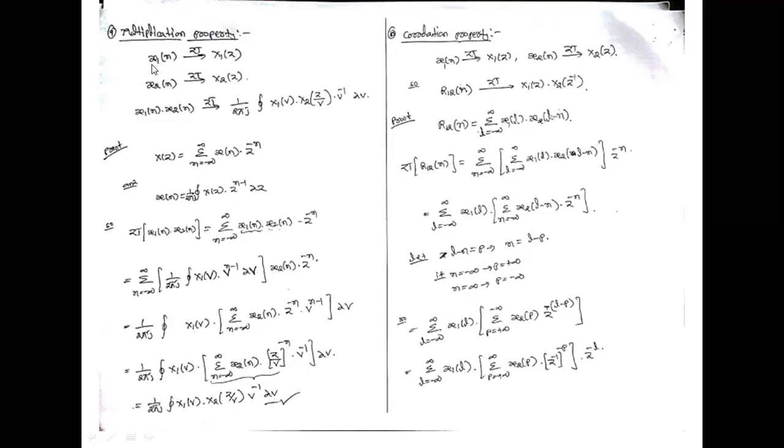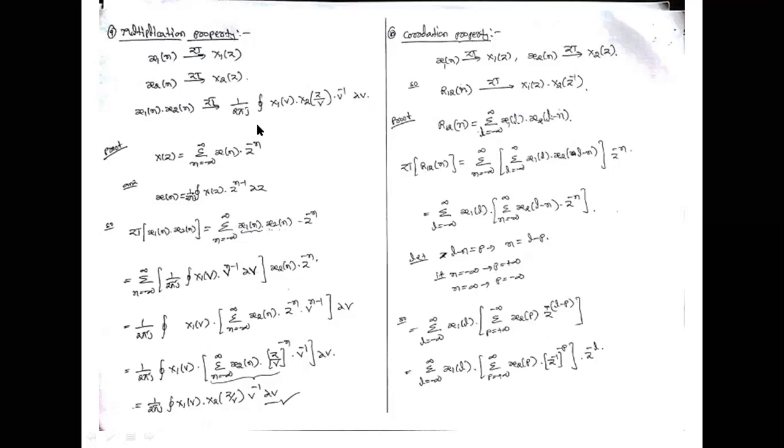Listen carefully here. x1 of n has the z transformation x1 of z, and x2 of n has the z transformation x2 of z. For the product of the two signals x1 of n and x2 of n, you have to prove that the z transformation is 1 by 2 pi j, the integral of x1 of v, x2 of z by v, v inverse dv. You have to show that for the product of the two discrete time signals, the z transformation is in terms of x1 and x2 with v as a variable and with a contour integral.